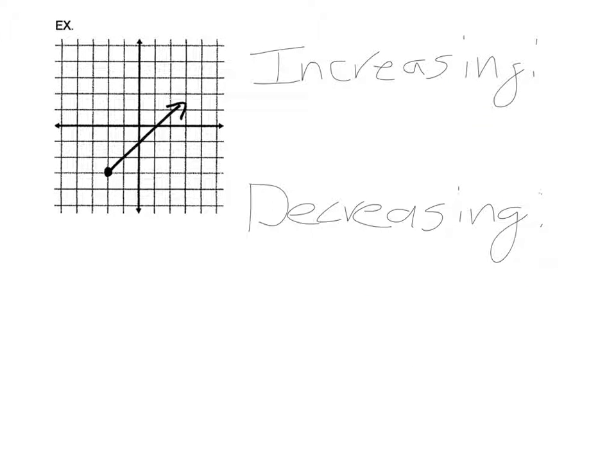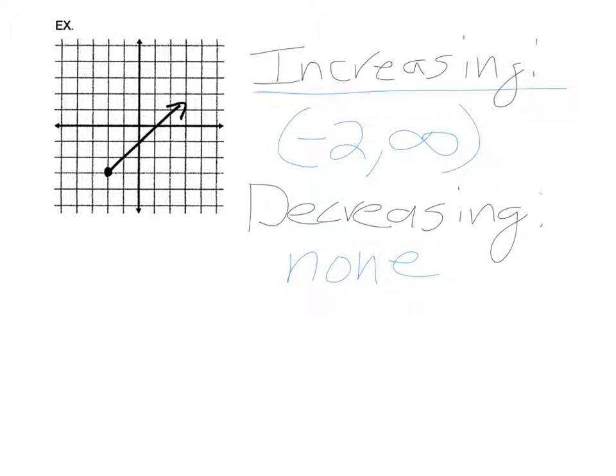So as we look at this graph from left to right, the line is going uphill, so it's increasing. It starts at x equals -2, and then it goes forever to the right. So the increasing interval is from -2 to infinity, the farthest left to the farthest right. It's only increasing. There is no decreasing interval.